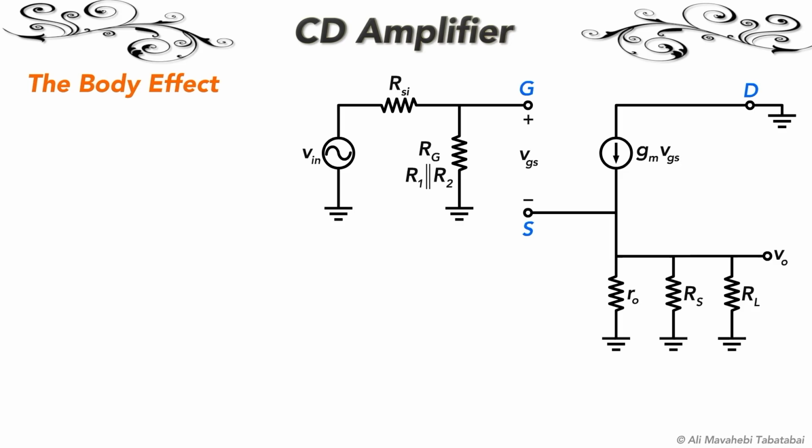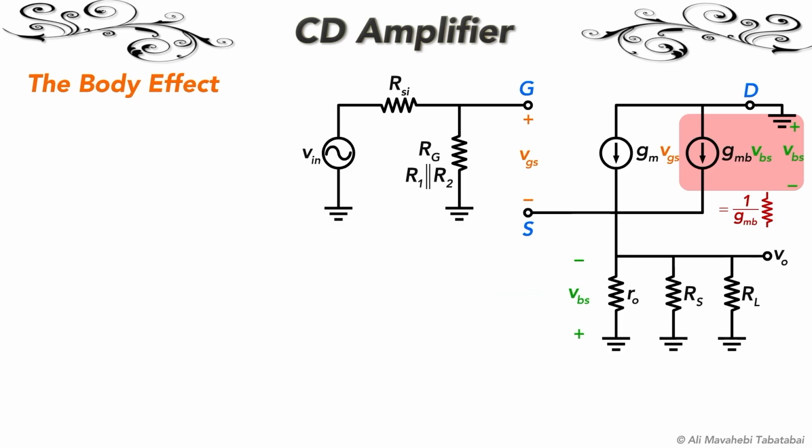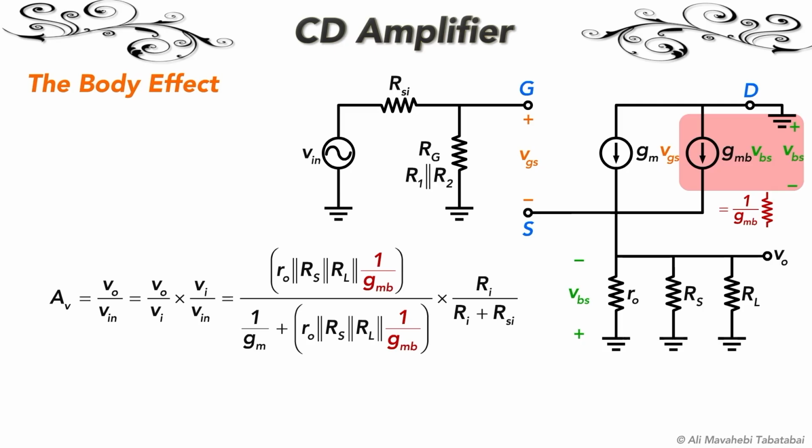Similar to the common source circuit with source degeneration, we also encounter the body effect. The small signal circuit that includes the body effect is like this circuit. The gmb VBS current source is dependent on the voltage VBS, which is the voltage across the current source. Therefore, we can replace it with the resistance of 1/gmb. This resistance is in parallel with the source resistors. So we can write the voltage gain like this, which also includes the body effect.